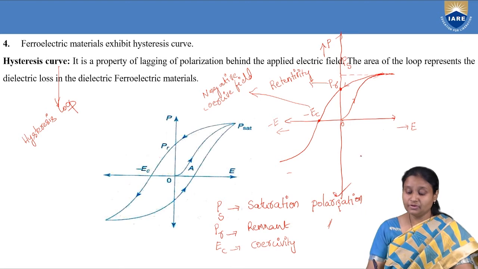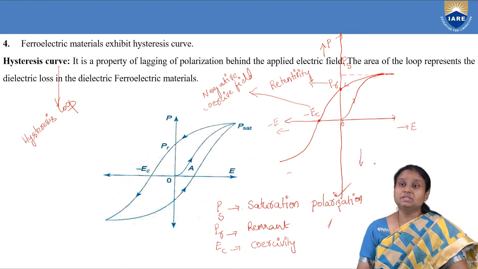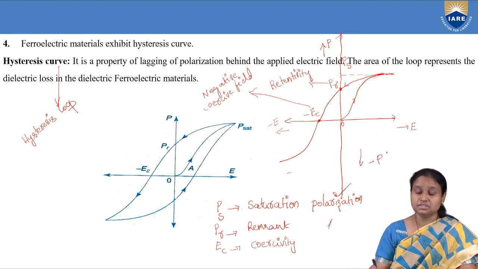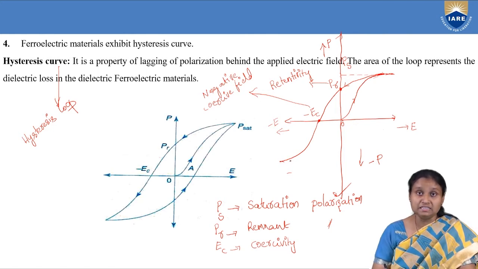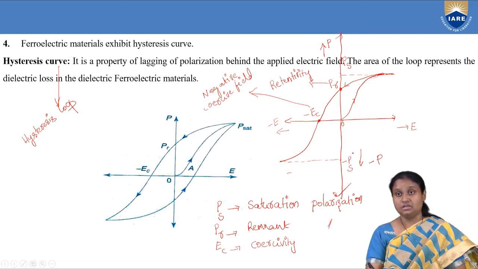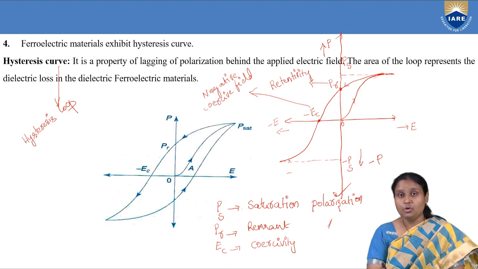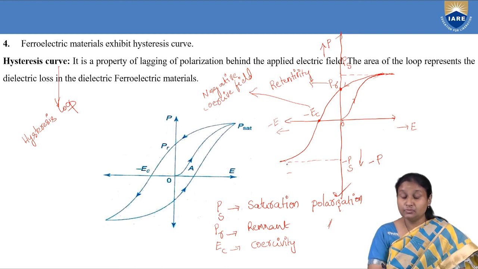So here, what we are going to observe is that in this direction we have negative polarization. It increases, and this polarization goes to saturation. Even if I apply more negative electric field, there won't be any increase in polarization value. So it means polarization has come to saturation, and this is called minus PS, the negative saturation polarization.